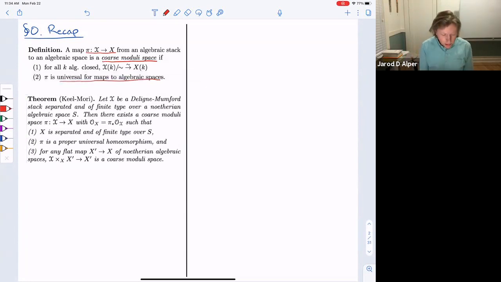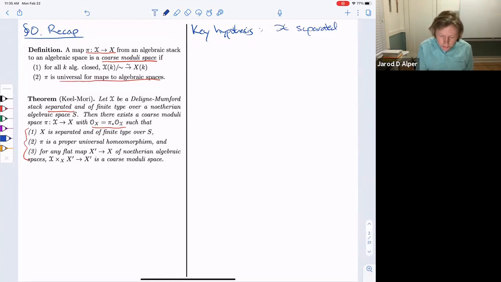And let's walk through the hypotheses here. We take a Deligne-Mumford stack, and it's separated and of finite type over a Noetherian base. And with those hypotheses, you can conclude that there exists a coarse moduli space. And then not only that, you have some other nice and very useful additional properties of the coarse moduli space map. And maybe I should highlight that one of the key hypotheses here is the separated condition, that X is separated.